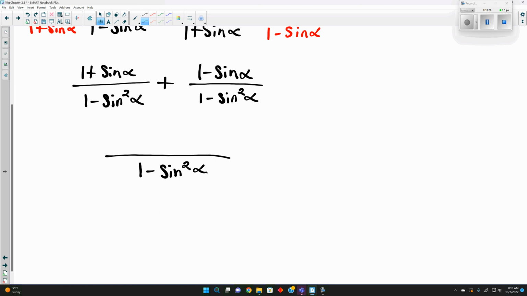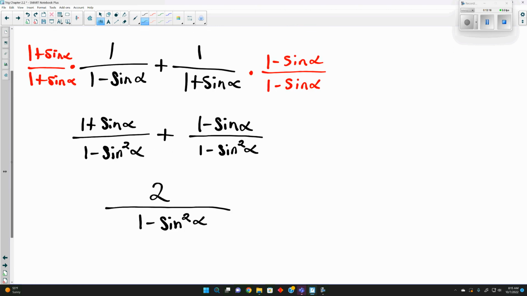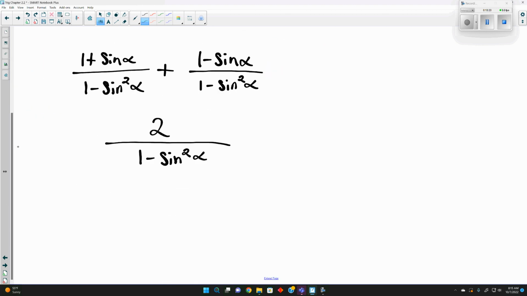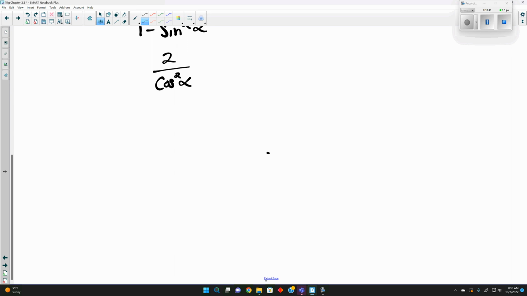1 plus 1 is, sine plus negative sine is 0. So we have 2 on top, yes? Okay. And we're trying to get to what? Secant squared, yes? Well, secant squared is the same as 1 over what? Cosine squared, yes? So we'll need cosine. Well, 1 minus sine squared is cosine squared. So what we really have is 2 over cosine squared of alpha, yes?